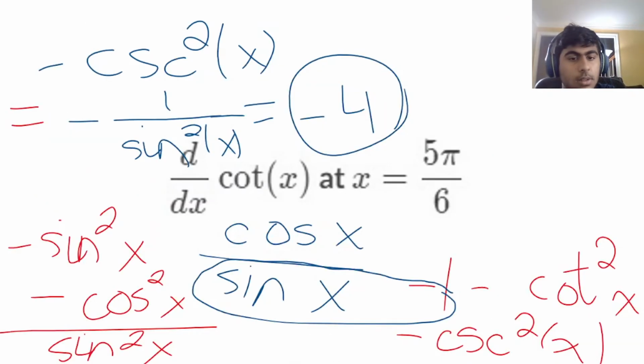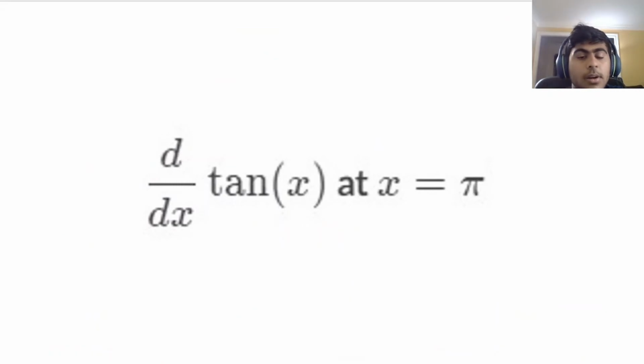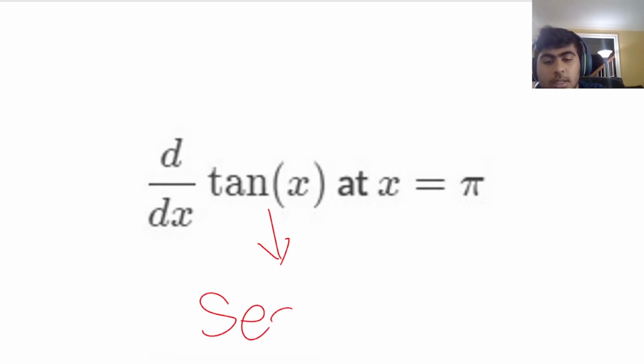Alright, not that way, this way. The derivative of tangent of x at x equals pi. So tangent of x, if you remember from our last video, that would be secant squared x. We can go about finding this in the same way we did in the previous one. Split it into sine x over cos x into the quotient rule. But this one you can memorize. It's kind of simple, right?